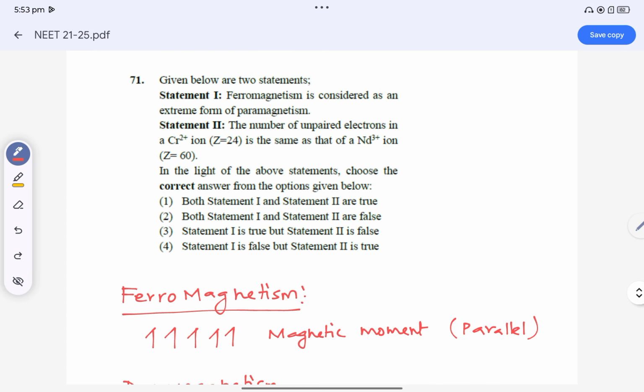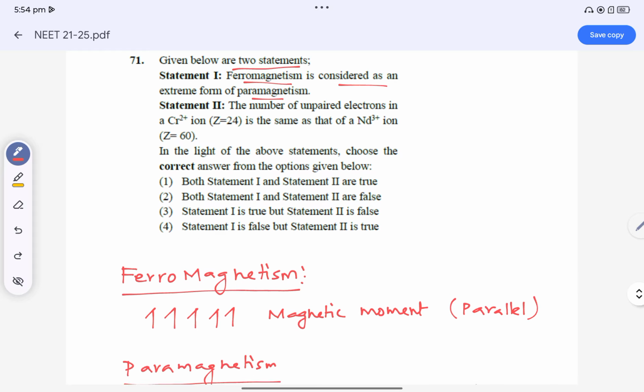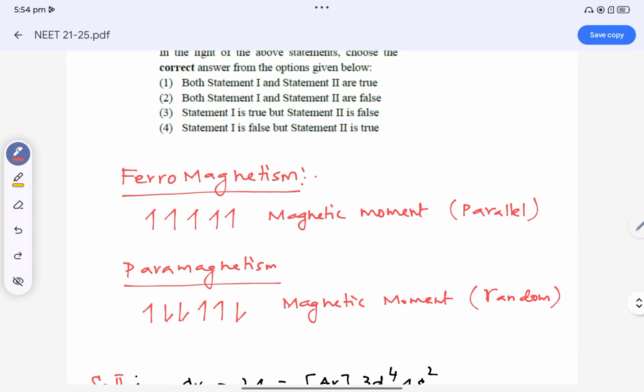Look, next, given below two statements are given. Ferromagnetism is considered to be an extremely strong form of paramagnetism. If we analyze the first statement, statement 1, here the ferromagnetic domains are given. I am writing the domain of ferromagnetism. Here note all the domains are parallel. The magnetic moments are found to be parallel, and the unpaired electrons are all parallel.